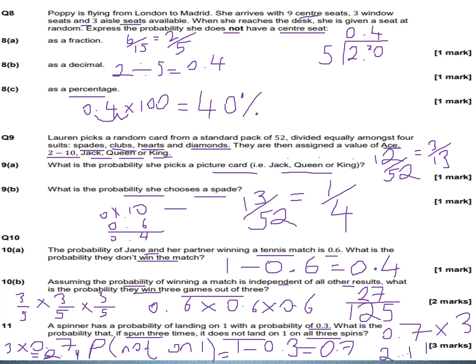So if it's spun 3 times, we would expect that it doesn't land on 1, 2 out of the 3 times, or 2.1 out of the 3 times. Obviously 2.1 doesn't actually make sense in this context, but if we assume roughly 2 out of the 3 times, it will not land on 1 if it's spun 3 times.